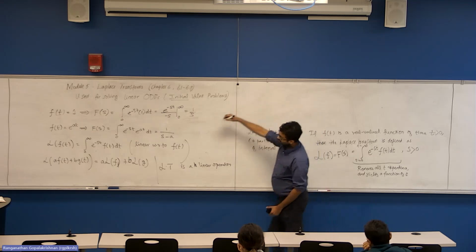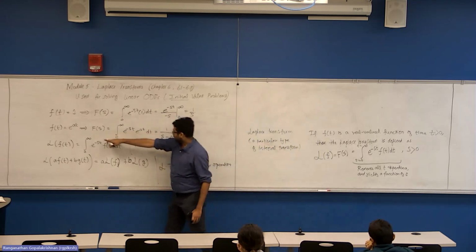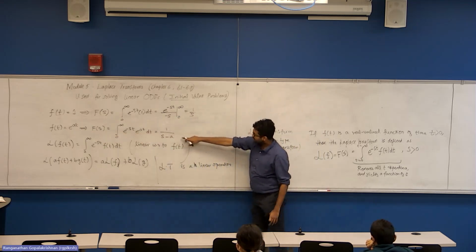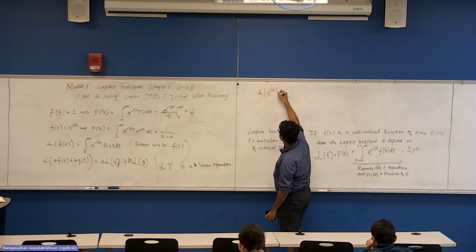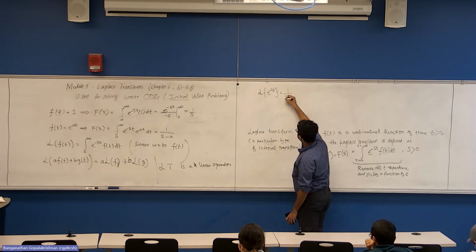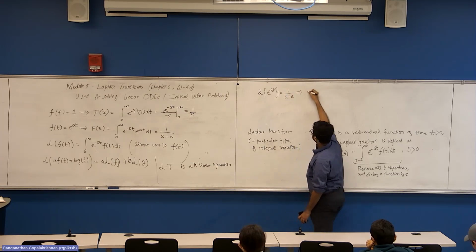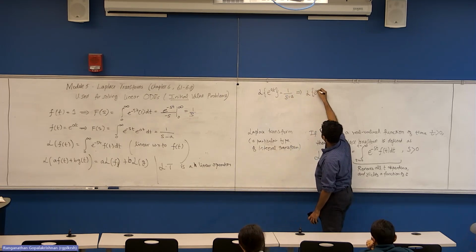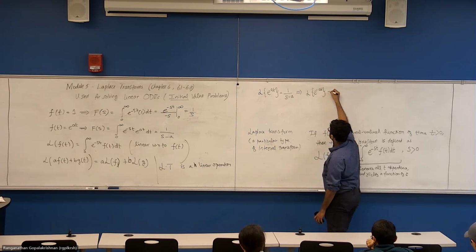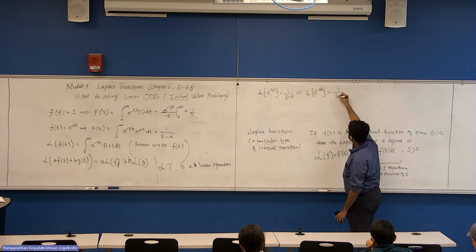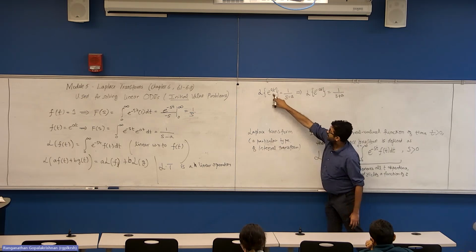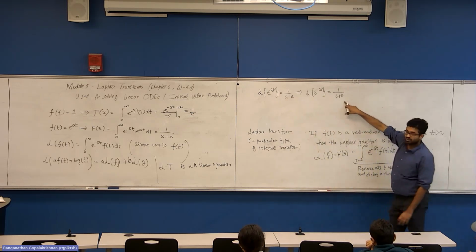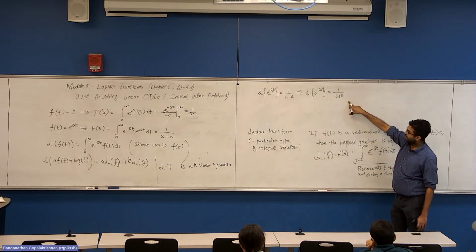We already saw the transform of e power at is 1 over s minus a. So I can write the Laplace transform of e power at is 1 over s minus a, which implies the transform of e power minus at would be 1 over s plus a. Replacing a with minus a, I would get s plus a. Right?